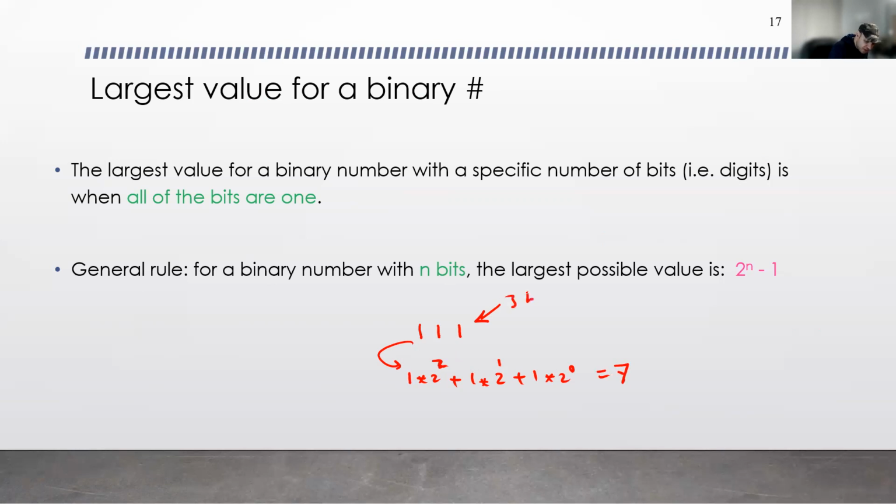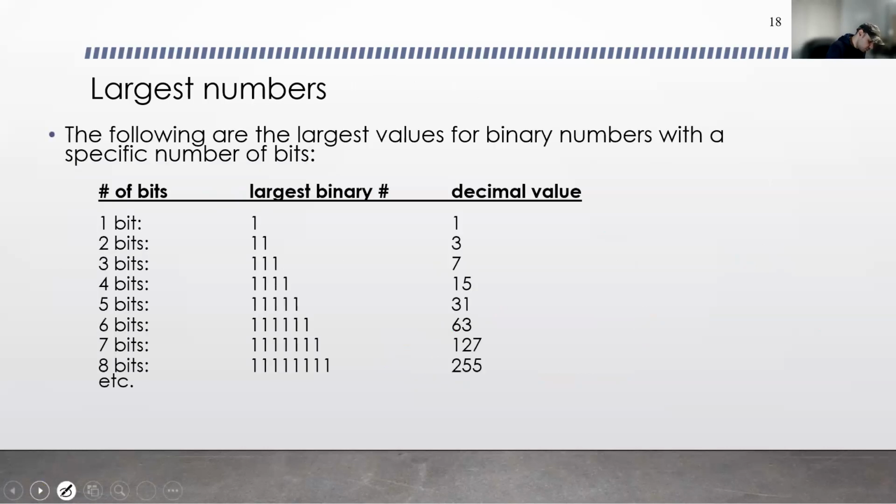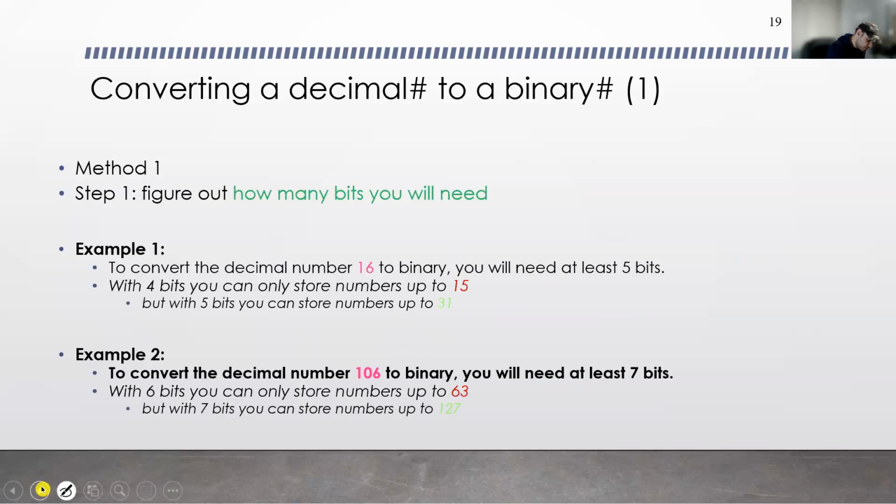These are 3 bits. 2 to the power of 3 is 8. So look at the relation here. It's always 2 to the power of n minus 1. So this is a good way to convert without a conversion. Just in your mind, you have 3 bits. 2 to the power of 3 is 8, minus 1 will give you 7. So 1, 1, 1 will give you 7. Here are some other examples.